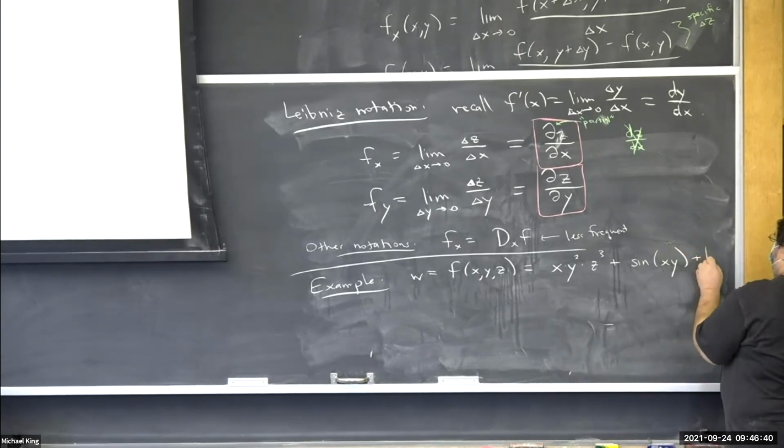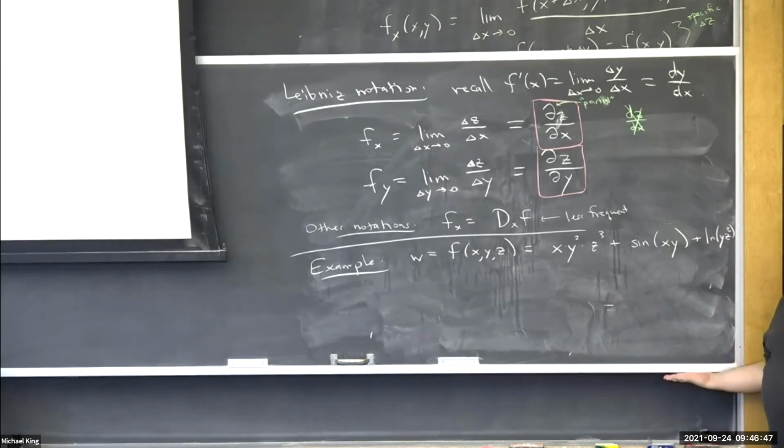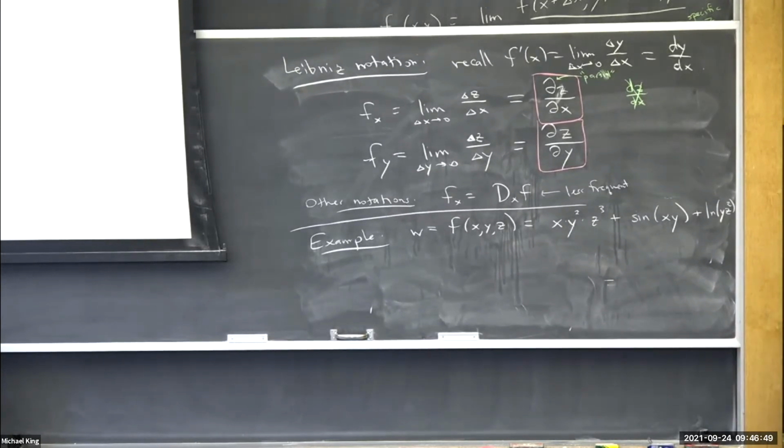Let's do another one. ln of y z squared. Let's make life harder. Let's think about what the partial x would be.